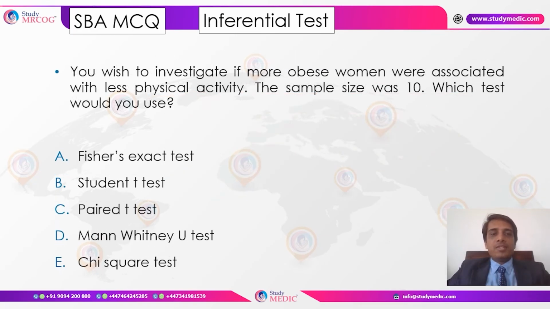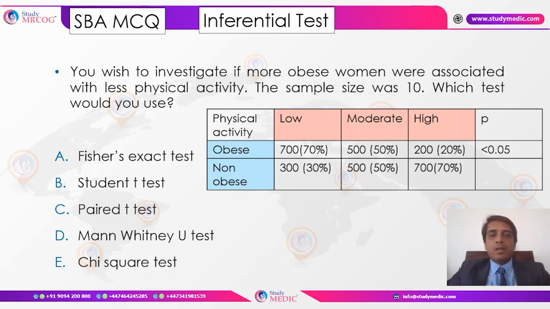Again, we will see, you wish to investigate if more obese women were associated with less physical activity. The sample size here is only 10. Which test would you use? Again, putting it into a table, you can see we are trying to find out if the person is obese or not. Is it associated with physical activity?